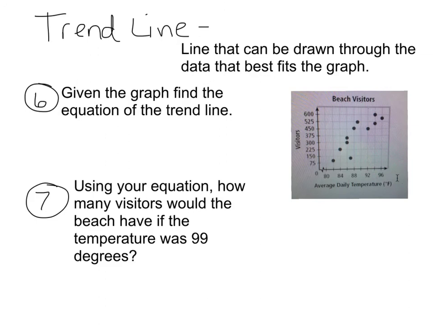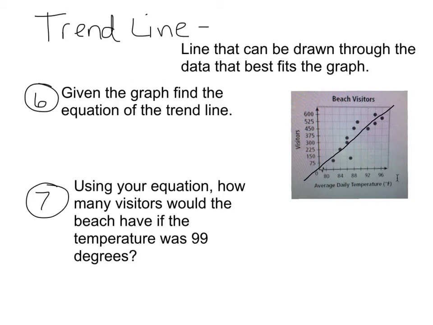All right, and our last thing here, we want to talk about trend lines. A trend line is basically a line that can be drawn through the data that best fits the graph. So here we have a scatter plot talking about the daily temperature and the number of visitors on a beach. For our trend line, you're going to draw the best straight line possible, which is kind of difficult here since I'm on the iPad, but you would use a ruler or something with a straight edge. Actually, let me redraw this so that it makes sense in terms of this problem. So about like there. Notice how there's about the same number of points above and below that trend line.